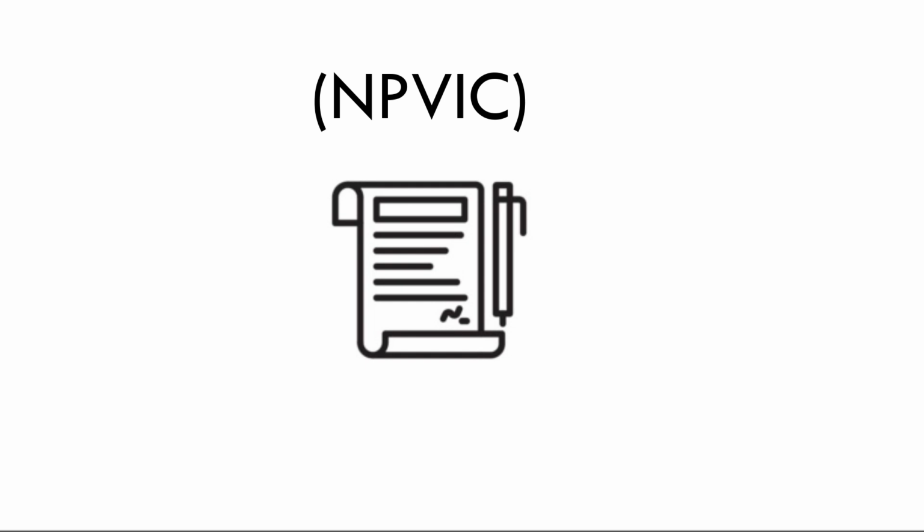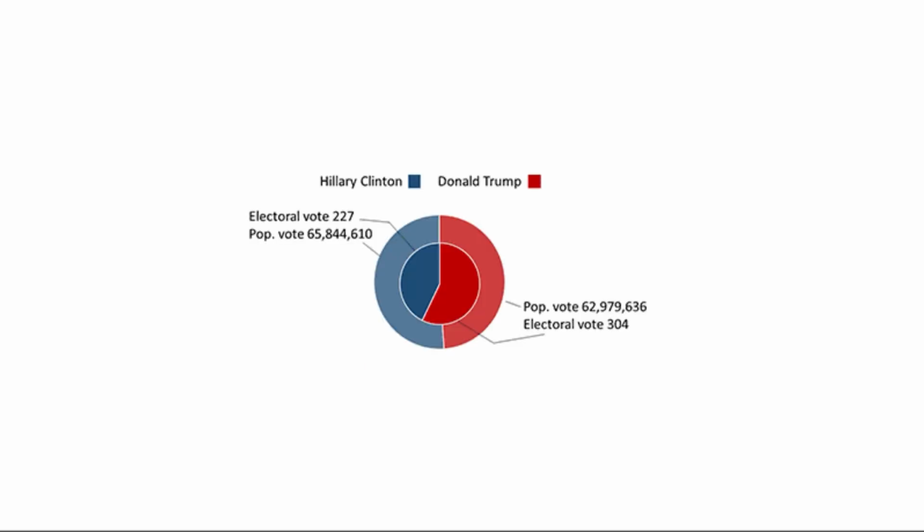Proposed reforms. National Popular Vote Interstate Compact, or NPVIC. The NPVIC is an agreement among states to award their electoral votes to the candidate who wins the national popular vote. How does it work?